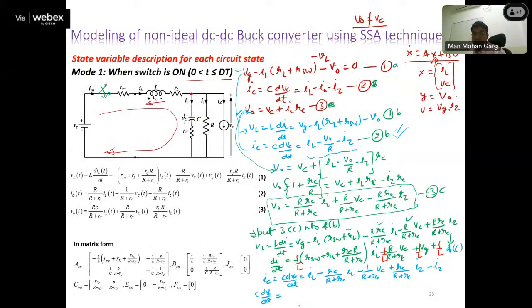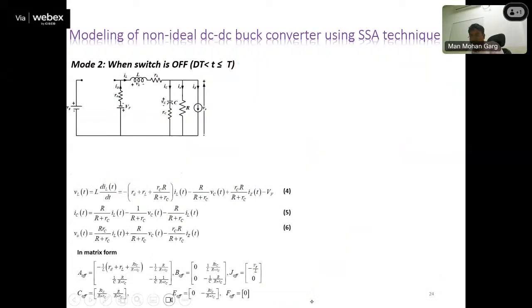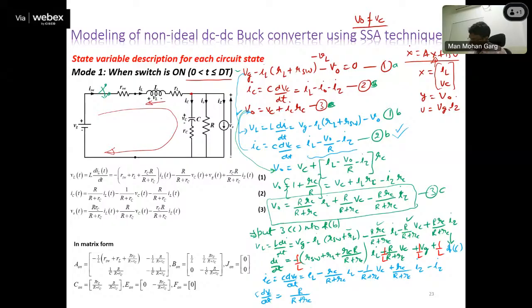So what this C dVc by dt is, now we will simplify this term of IL. So R plus RC minus RC, so the only thing that remains is R upon R plus RC, right? Into IL. Now these two terms are solved. Now VC will be as it is, minus 1 upon R plus RC into VC.